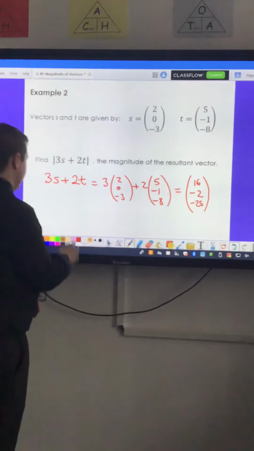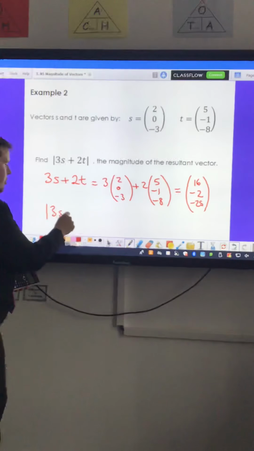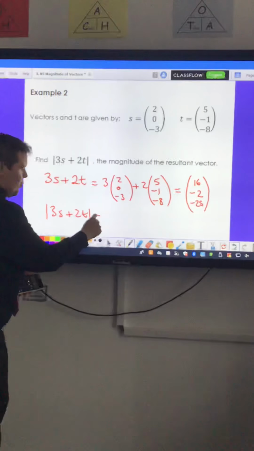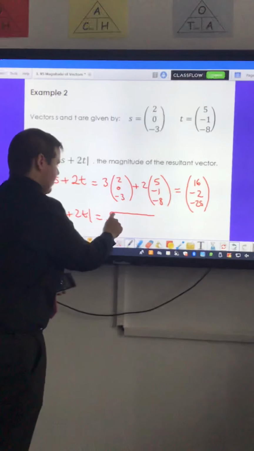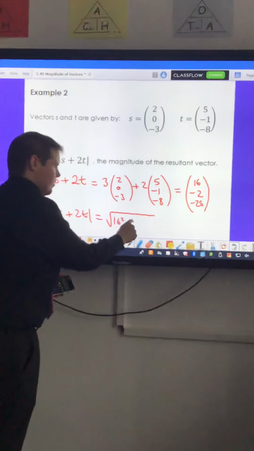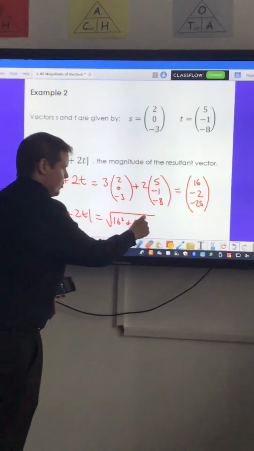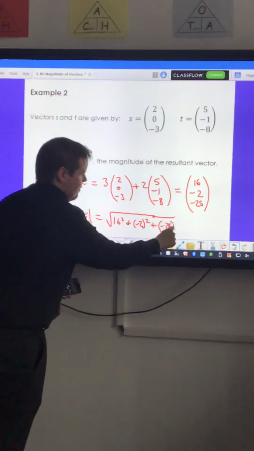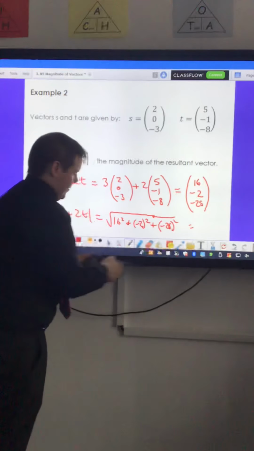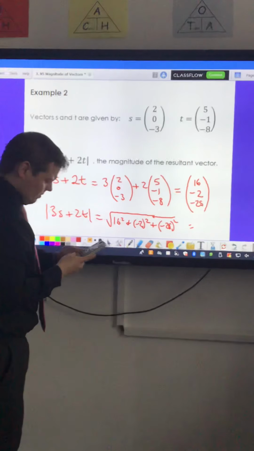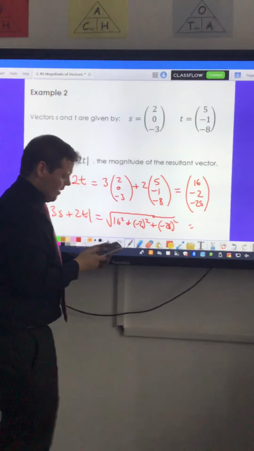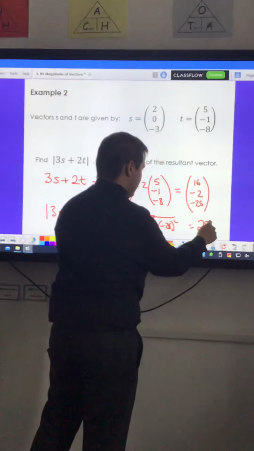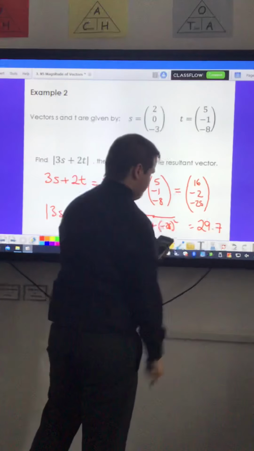Okay, and then again, same thing, magnitude is going to be the square root of 16 squared plus negative 2 squared plus negative 25 squared, and I'm going to put that into the calculator. And that does give us a decimal. This time the answer is 29.7.